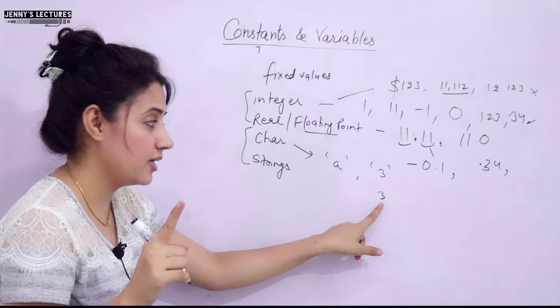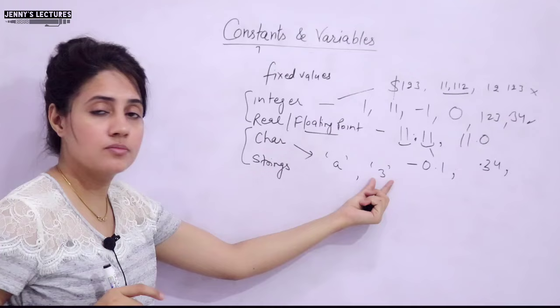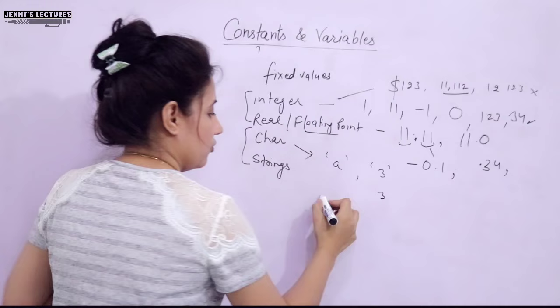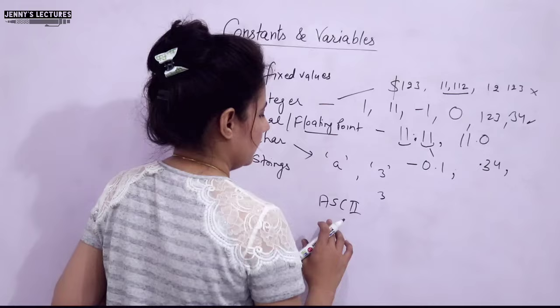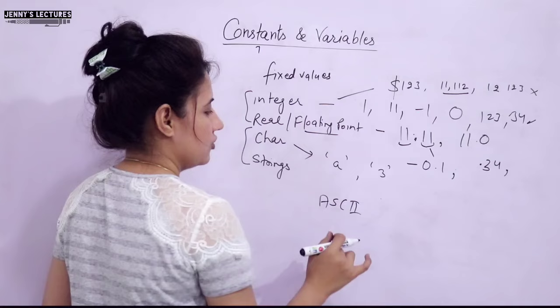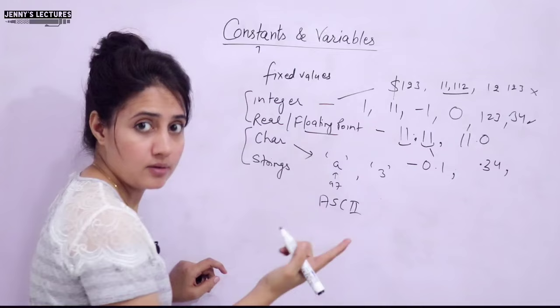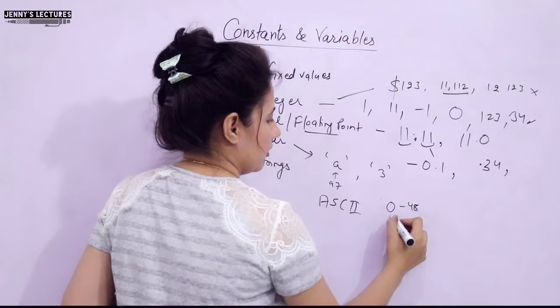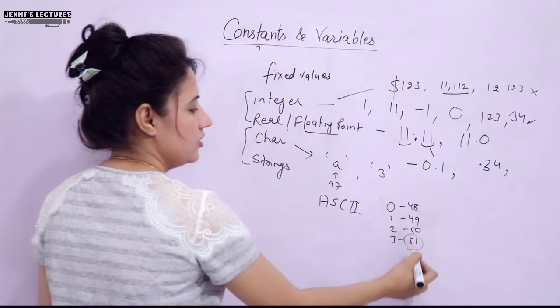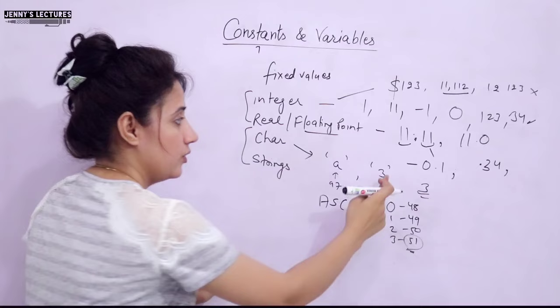Character constants are generally stored in computer memory in which form? ASCII code, American Standard Code for Information Interchange. The ASCII value of small a is 97. The ASCII value of 0 is 48, 1 is 49, 2 is 50, and 3 is 51. So, the ASCII value of the character 3 is 51, and the other 3 is a simple integer constant. So, this and this are different things.